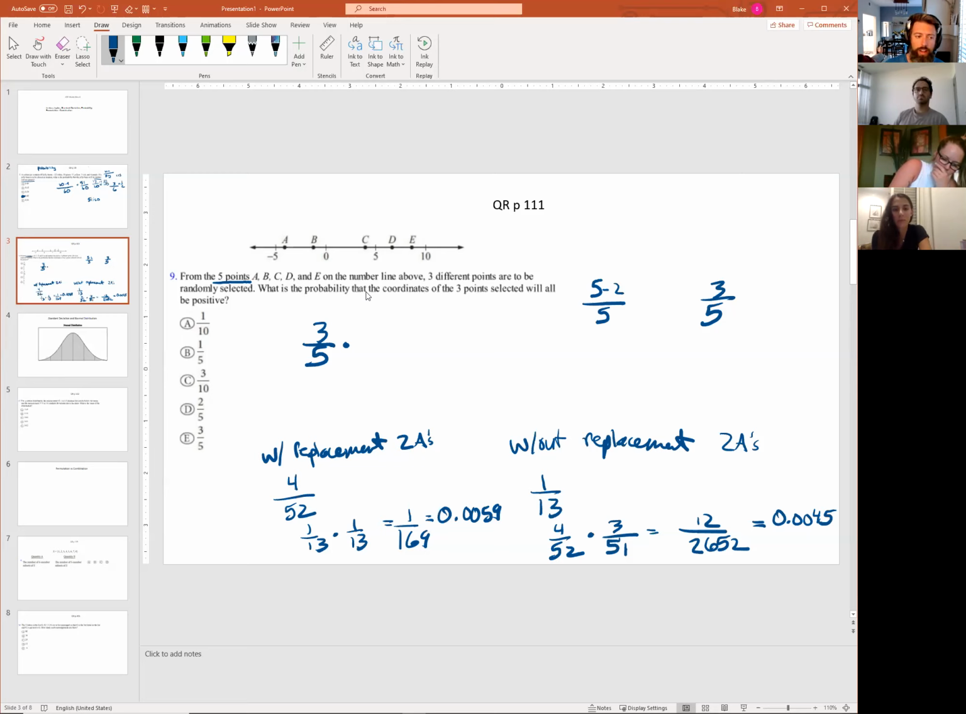More or less? Okay. So our probability is now changing. It's not going to be out of 5. We've already drawn 1 point. It's going to be out of 4. And then the third point's going to be out of 3. So what are our odds for the second draw?